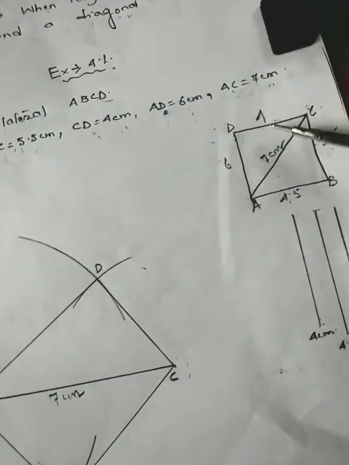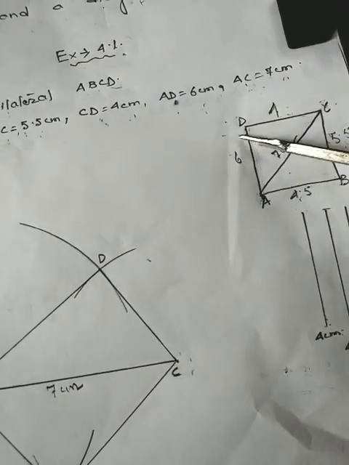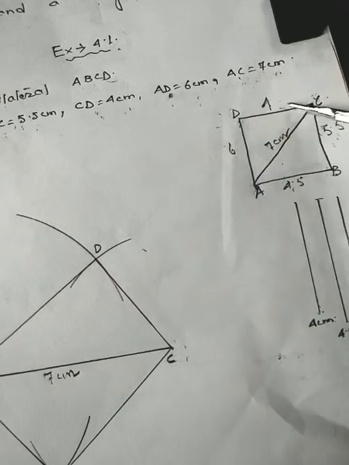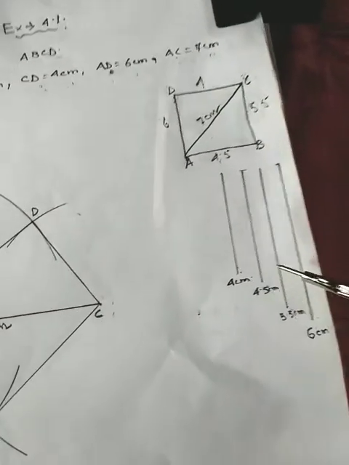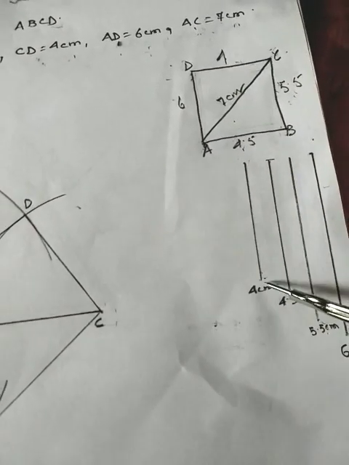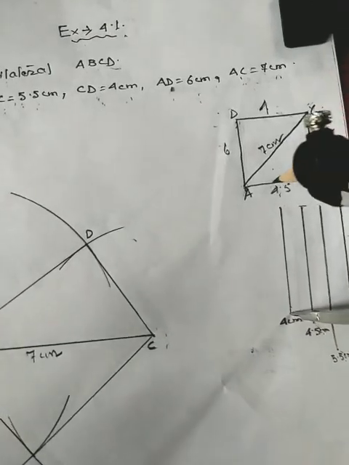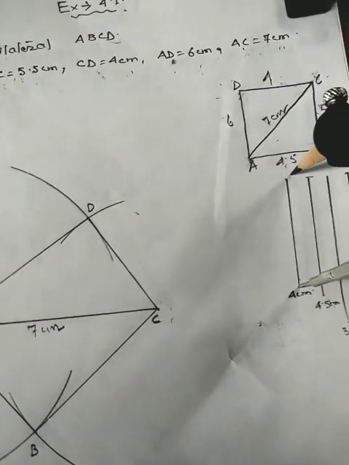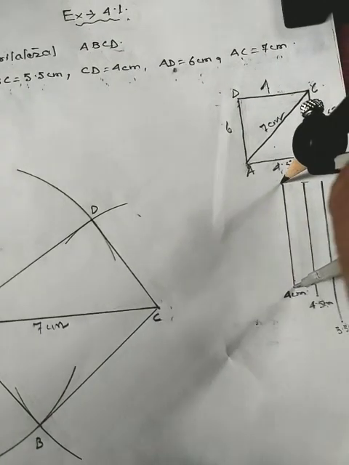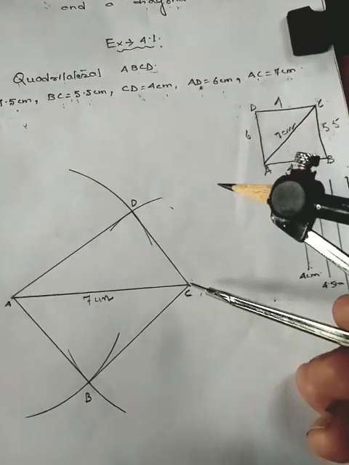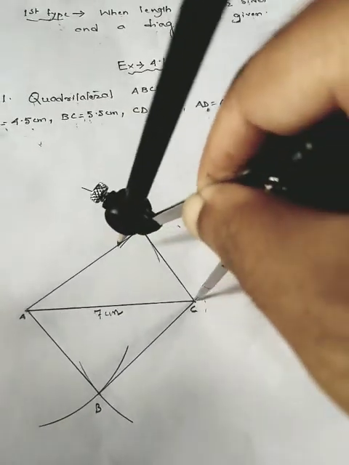Now, what is the other length? It is DC, isn't it? What is the length of the DC? 4 centimeter. Now, which line represents 4 centimeter? This line. Okay, now we will take the measurement of this line. See, fine. Now you will put the compass point on C, and then you will draw another arc.